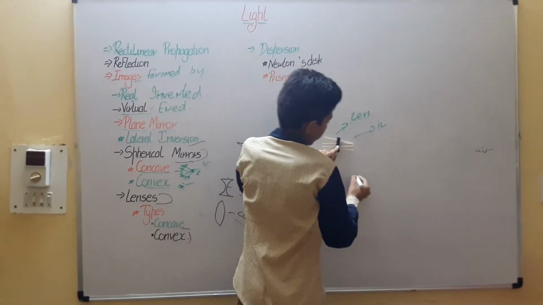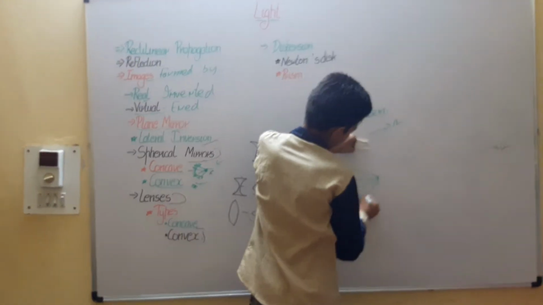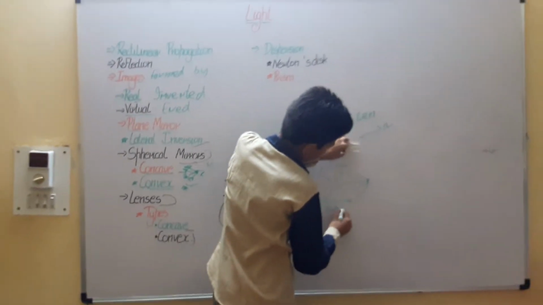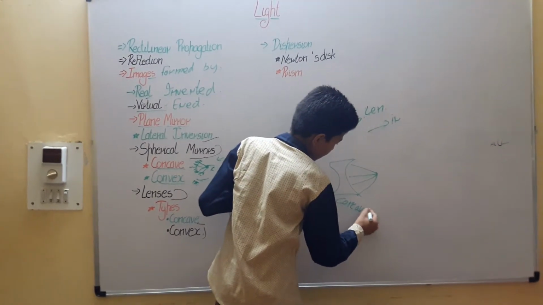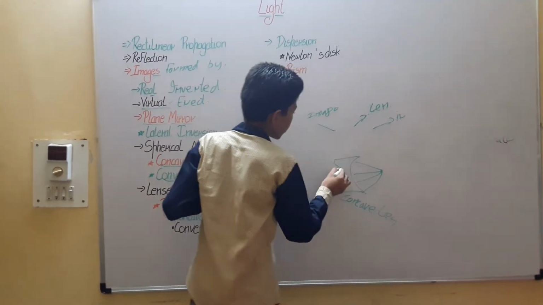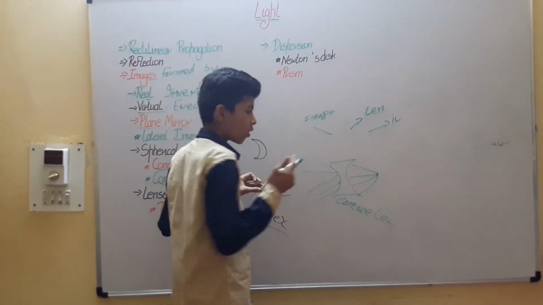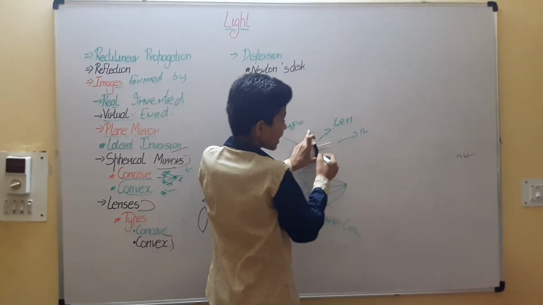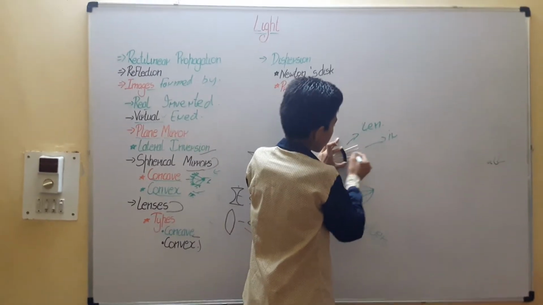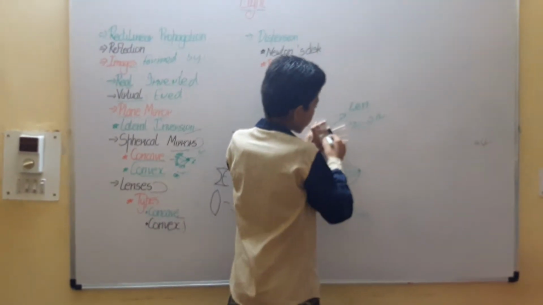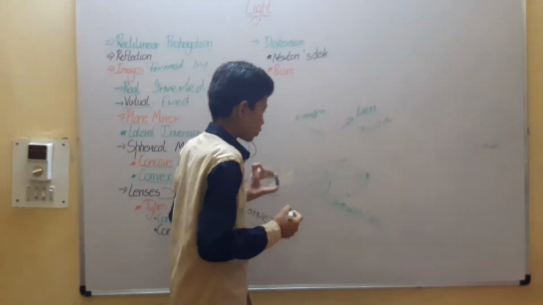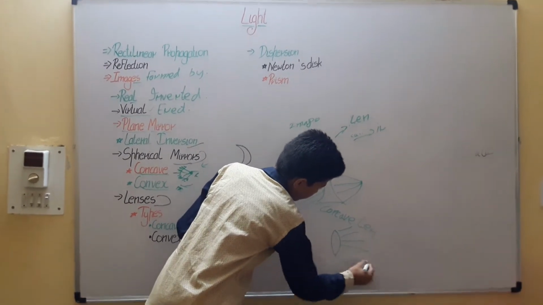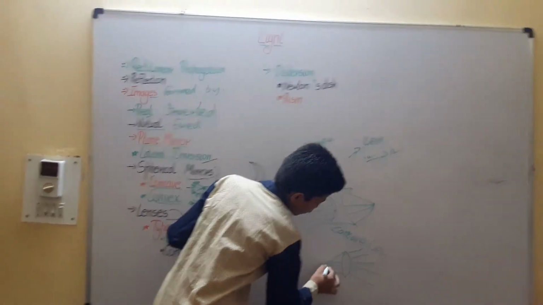So in the concave lens, the rays would diverge, and when converging rays are coming, this would converge in the convex lens. So in the convex lens, the diverging rays coming would converge. So its most focus would be here.